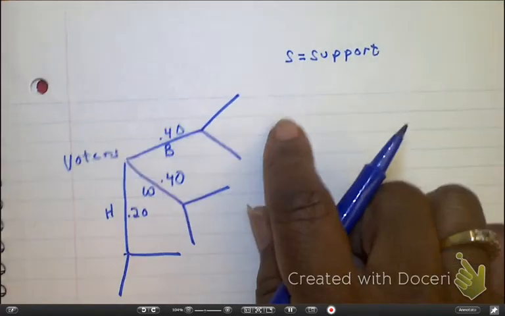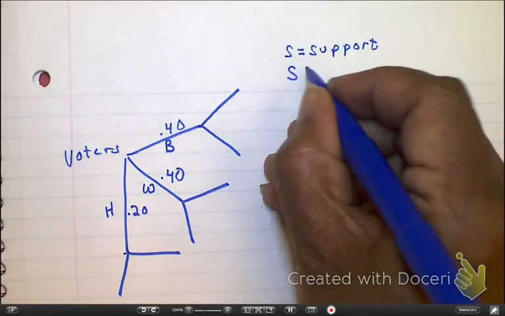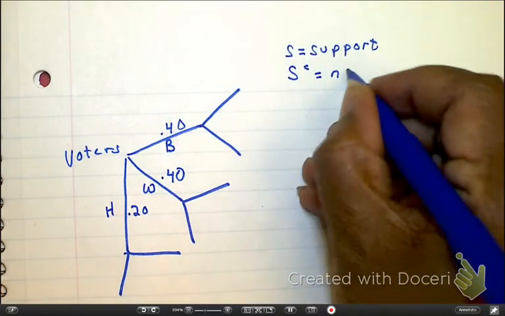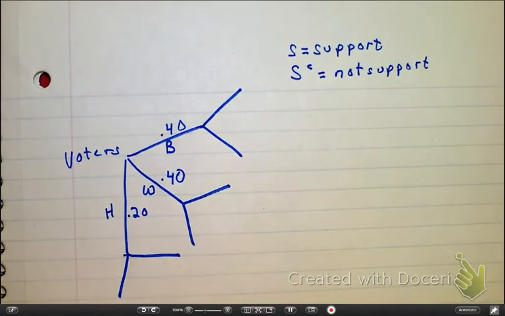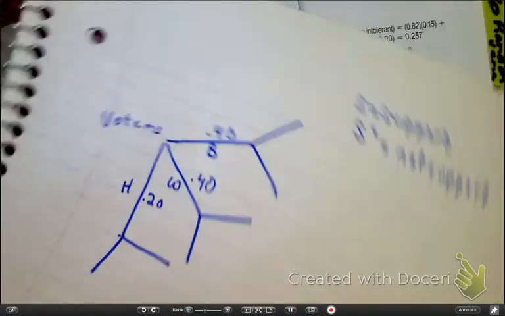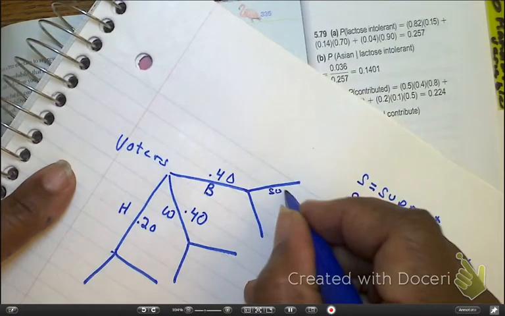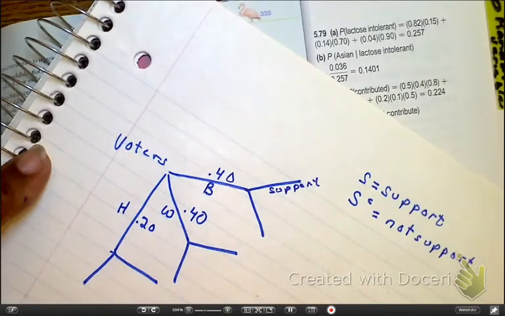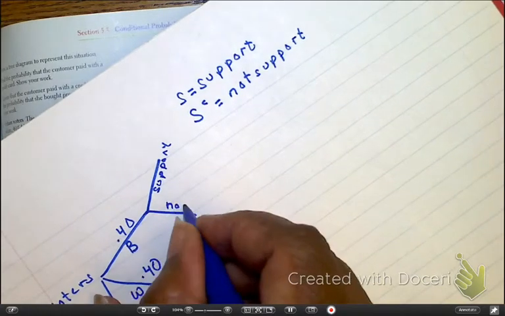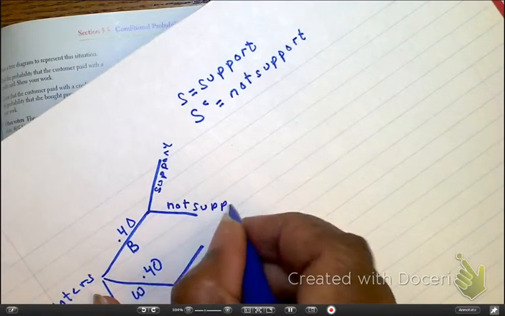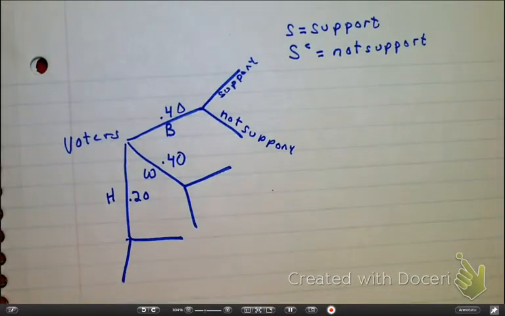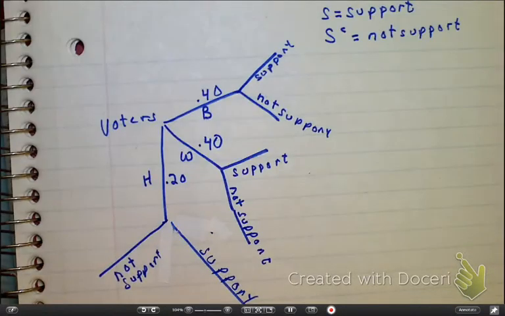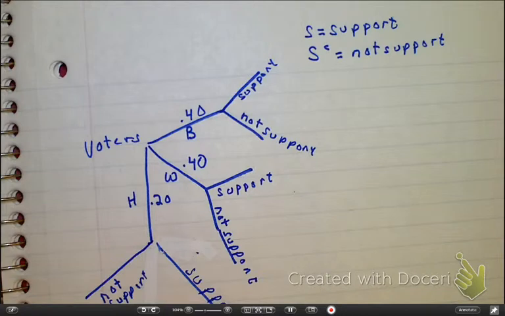But just like I have S for support, I'm also going to have S-not for not support. And then I am going to put in right here support, not support, and I'm going to do that for all of my branches. Now please notice that the length of the branch is not relevant.